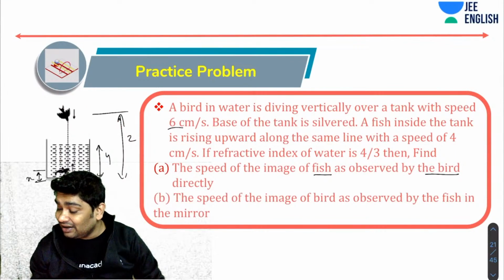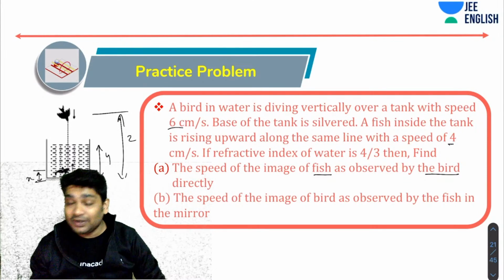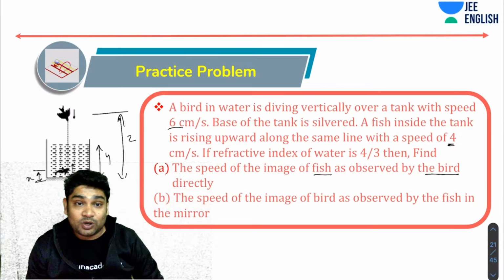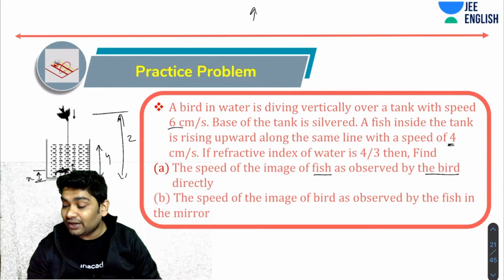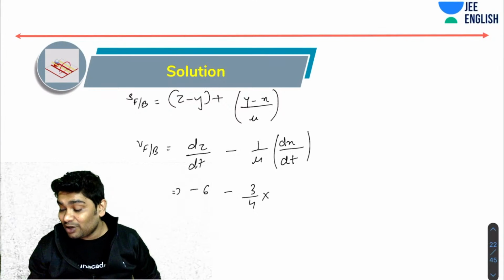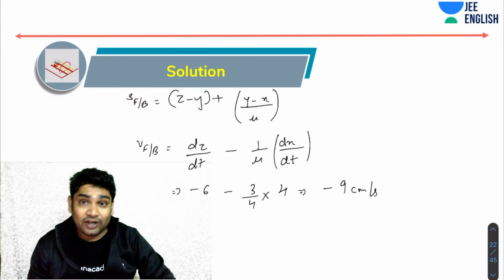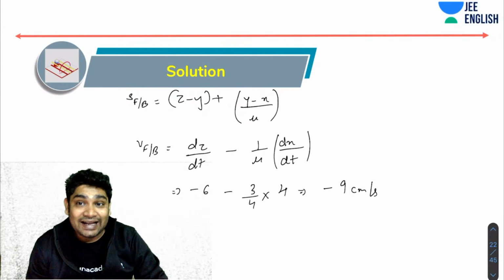Since the fish is moving up, the speed of the fish should be taken as positive. Please note anything in the upward direction will be taken as positive, anything in the downward direction will be taken as negative. Please remember to put proper signs in this equation. So this will be minus 4 or plus 4 rather. So what you will realize is that this will be minus 3 by 4 times 4, which gives minus 9 centimeter per second. So the velocity of the fish as seen by the bird would be 9 centimeter per second.